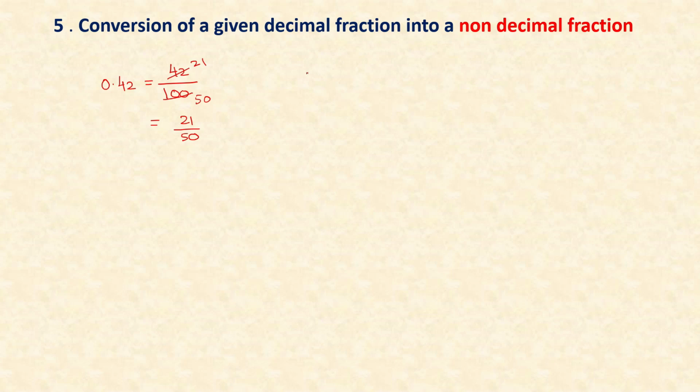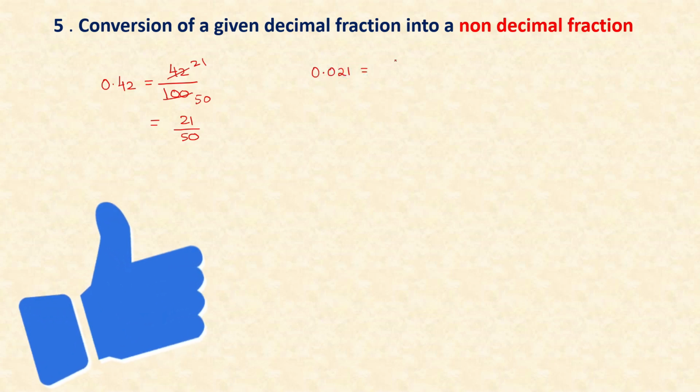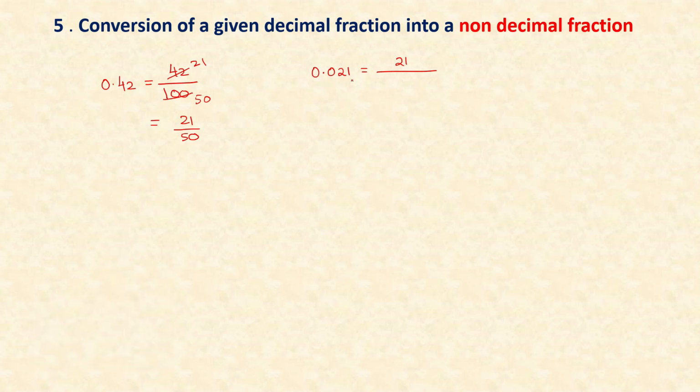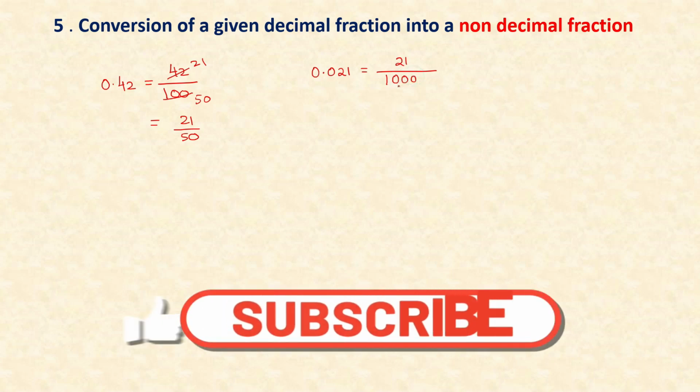Let us consider another example, 0.021. If I want to write this, I can write 21 divided by, as I can see from the decimal point, 3 digits are there. So in the denominator I can write 1 and 3 zeros. So the answer is 21 divided by 1000.